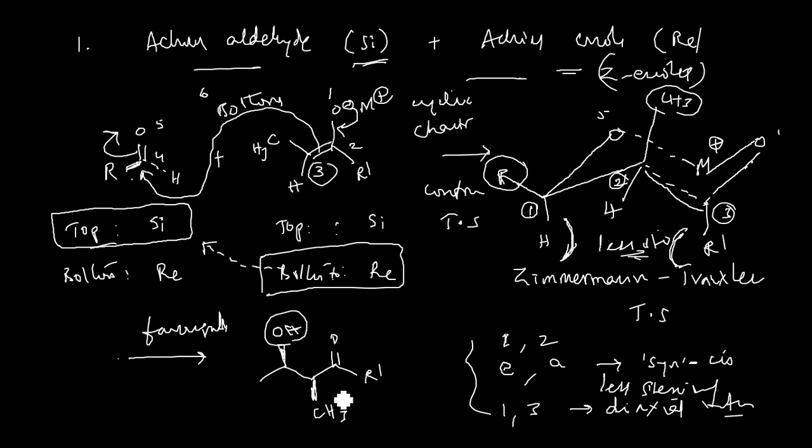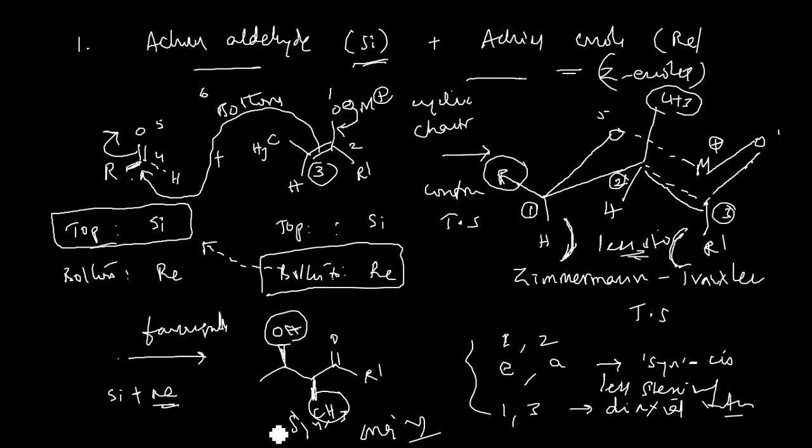Observe this OH and the methyl, both are in syn position. So syn is major. This indicates that the combination of the alkyl aldehyde Si and Re always gives the syn product as major, whereas anti is minor. That means syn and anti have a diastereomeric relationship, and one of the diastereomers, syn, is the major one.